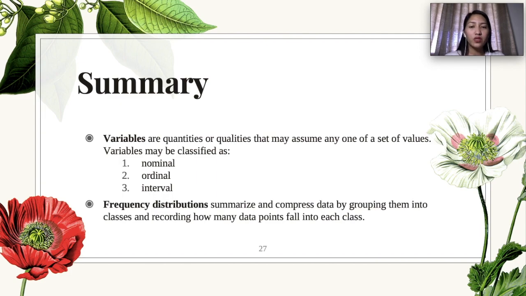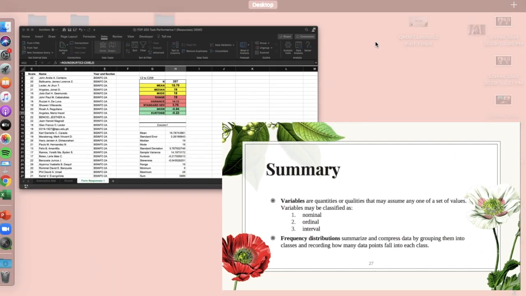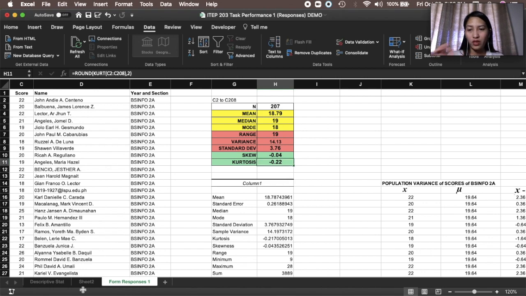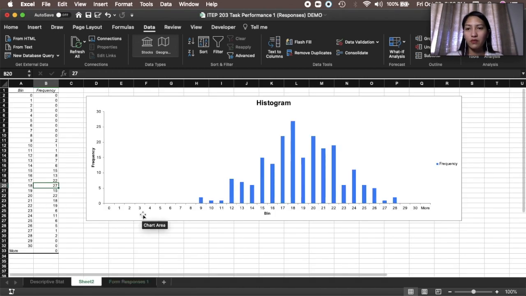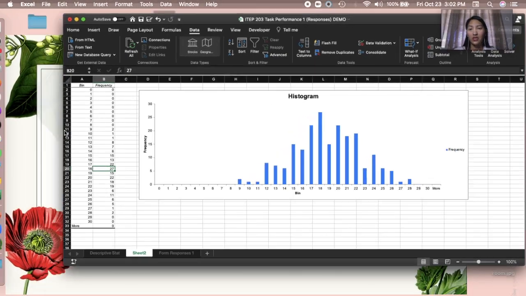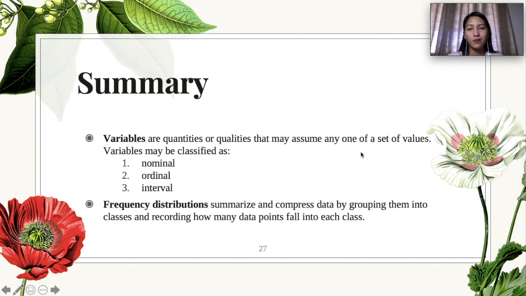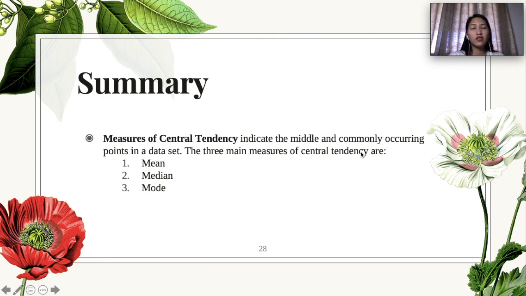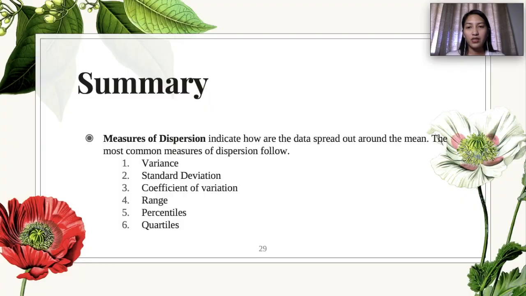Napag-aralan din natin yung frequency distribution. Yung frequency distribution, napakita ko siya dito sa sample histogram natin. Okay, so ayan. May sample histogram tayo. So, this is an example of frequency table. Do wala dyan yung mga percentages. And then, the measures of central tendency, we have mean, median, and mode. Napakita din yung sa Excel, formula sa Excel. And then, the measures of dispersion, yung variance, standard deviation, coefficient of variation, yung range, percentiles, and quartiles.